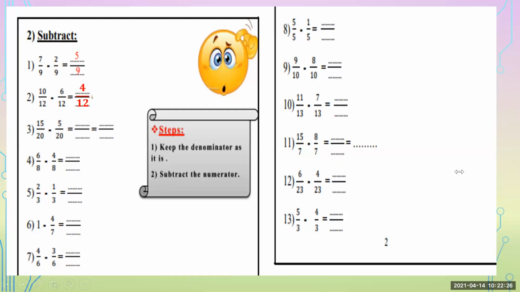Ali Ahmed, can you answer? Yes. Okay, my dear. Number 3, 15 over 20 minus 5 over 20. What do I put in the denominator? 20. 20, excellent. And 15 minus 5 will be? 10. 10, excellent. So the total will be 10 over 20. And neglect these dots and the fraction, okay? Thank you, my dear.